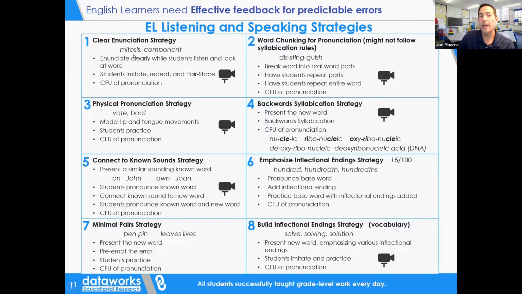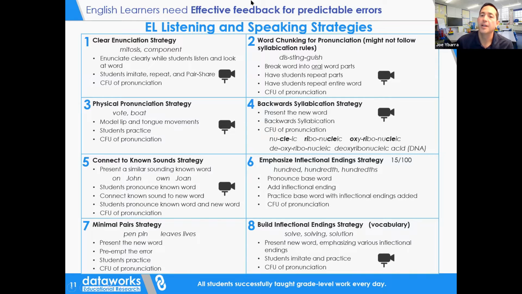Let's look at this word, mitosis. Your turn, class. Mitosis, again, mitosis. Yes, that's how you pronounce and read that word. Everyone pronounced it and read it very well. Component. Your turn, class. Component. Component. Clear enunciation. It's usually 1 or 2 very key words or a phrase, not full sentences.